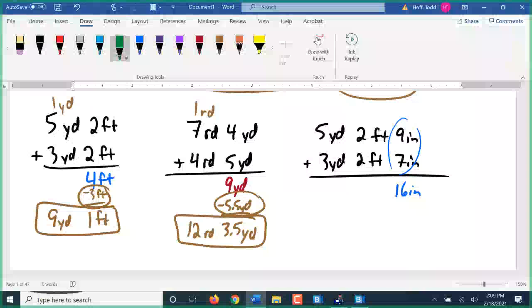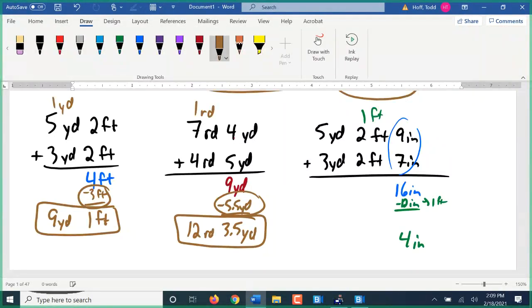Well, that is bigger than a foot. So I'm going to take away my 12 inches. Leaves me with 4 inches. That 12 inches was 1 foot, so I'm going to carry my 1 foot. 1 and 2 is 3, plus 2 is 5 feet.